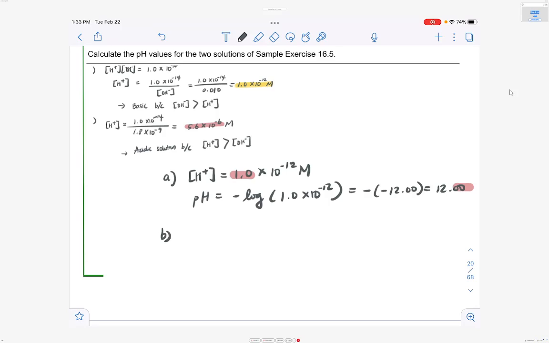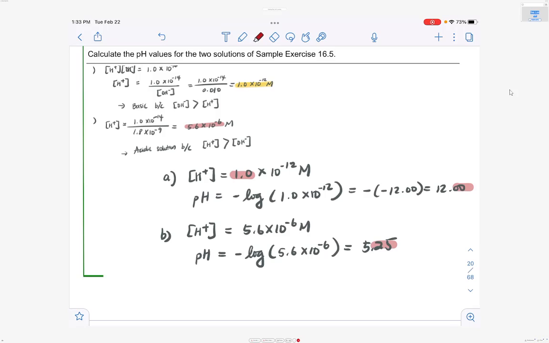For question B, the concentration of proton is 5.6 times 10 to the negative 6 molar, so the pH is going to be the negative log of the concentration of proton, which is 5.6 times 10 to the negative 6, which is equal to 5.25. You're going to have a longer number than this, but you only need two significant figures after the decimal point because you had two significant figures in the original value.